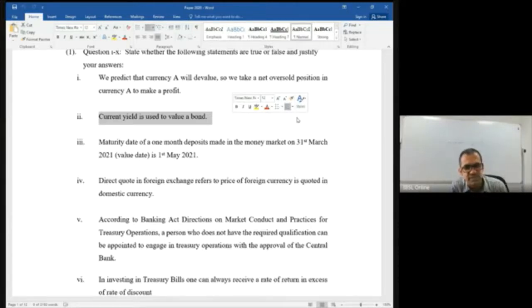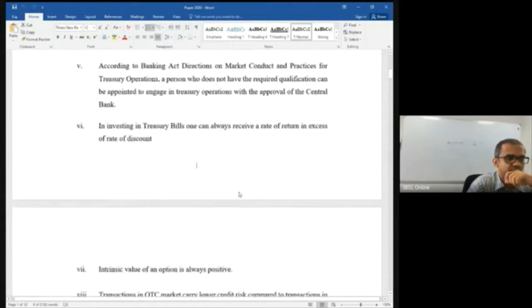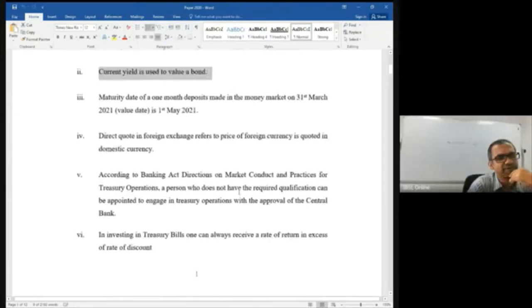So that's not the yield that we use to calculate the bond. We use the yield to maturity, the prevailing yield to maturity. But when we say current yield, it is the coupon divided by the price. So the answer is false, and give the definition of the current yield, and it's not the yield that we use to price. The yield to maturity is the rate that we use to price a bond. So how do we calculate the current yield? What is the equation? Coupon divided by price. Okay.